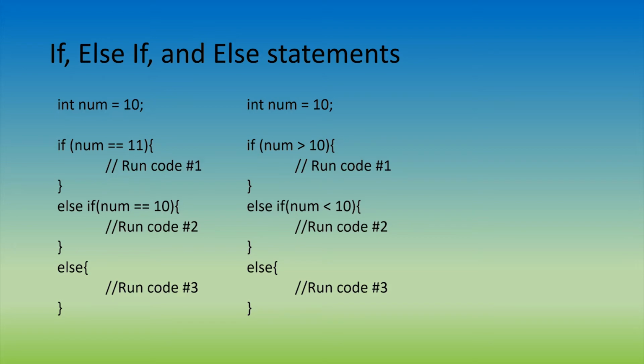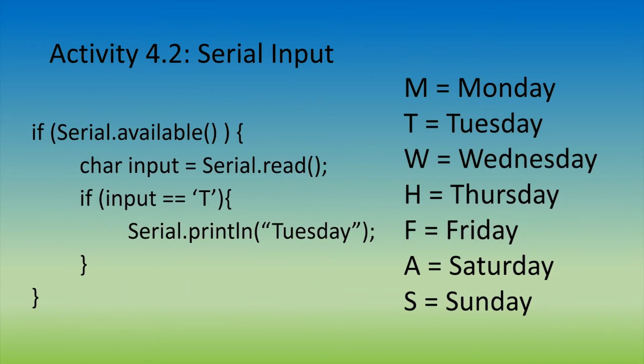The answer is code number 3, because num is neither greater than or less than 10. Now take a moment and figure out what happens in this last group of code. The answer is nothing happens, because the only conditional statement is whether num is greater than or equal to 11, which is not true.